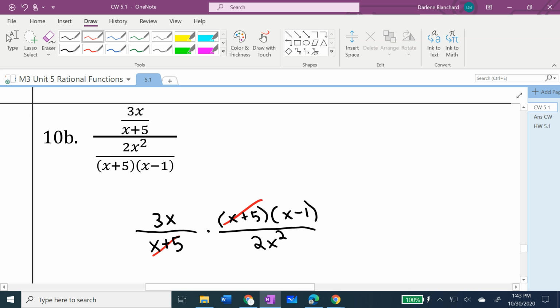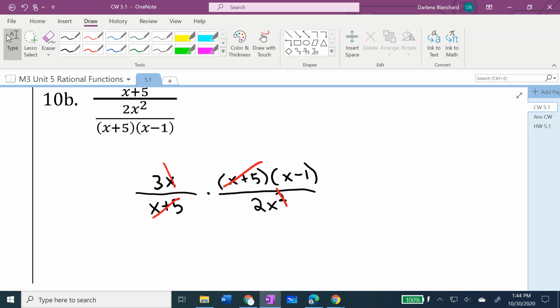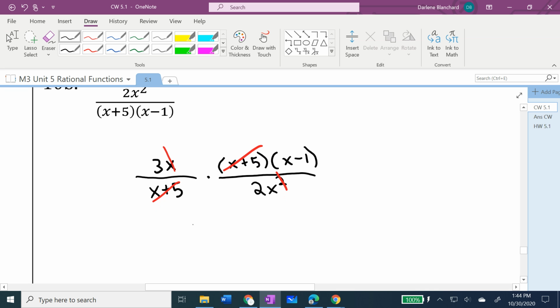You have an x squared, which is x times x. And in the numerator, you have an x. So it's time to kill the x. And then see what's left. I have left a 3 and an x minus 1 in the numerator. In the denominator, I have left a 2 times x.